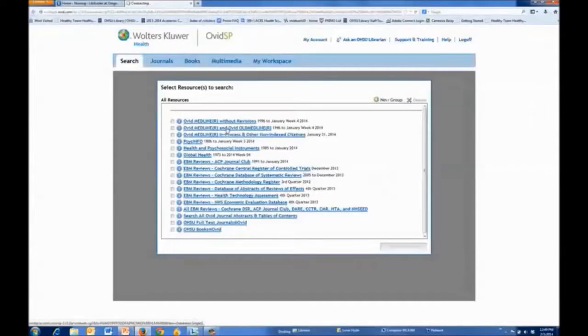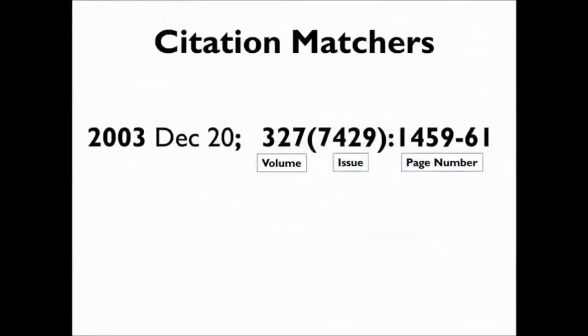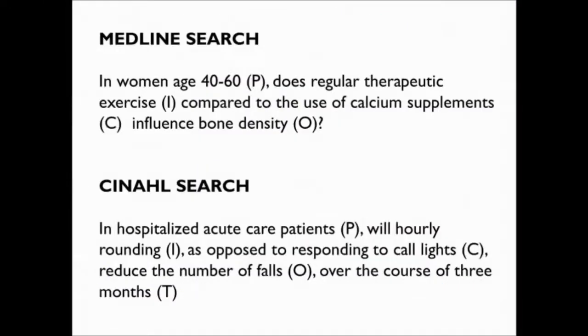And I'm choosing that because of the topic that we'll be looking at. I'm going to go to my question now: in women age 40 to 60, does regular therapeutic exercise compared to the use of calcium supplements influence bone density? So I think this is a topic that there's probably been research done on before 1996. There's no really new idea here. It's possible that there's currently research being done on it. I'm just not really quite sure how old the research is, so I want to look at the whole database.